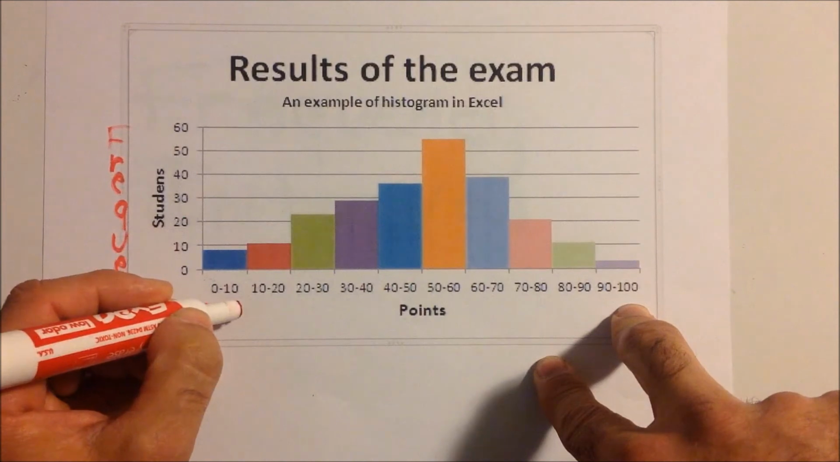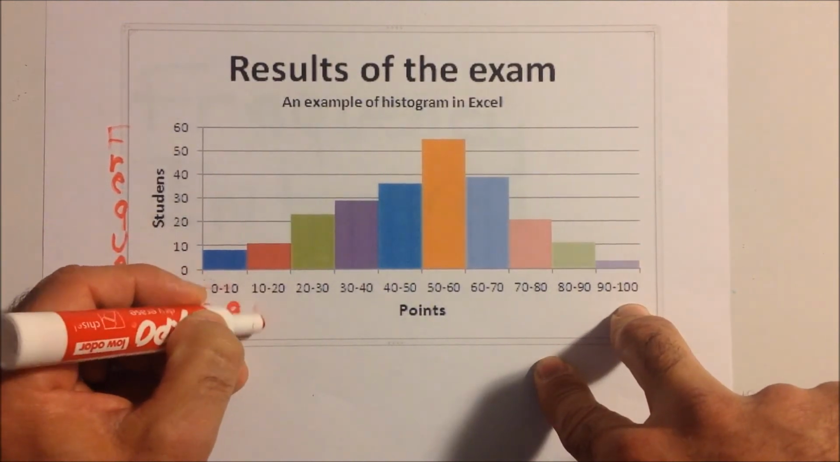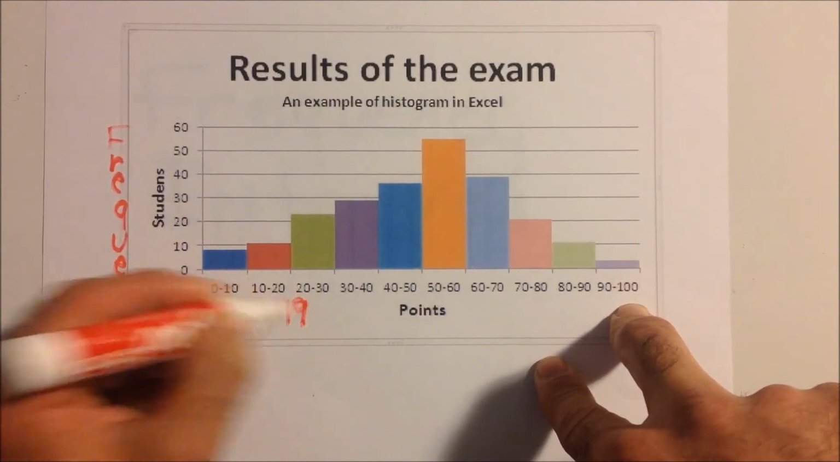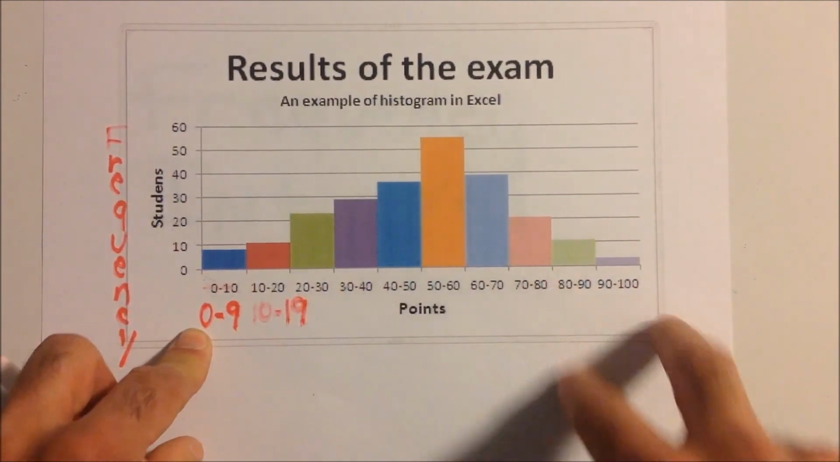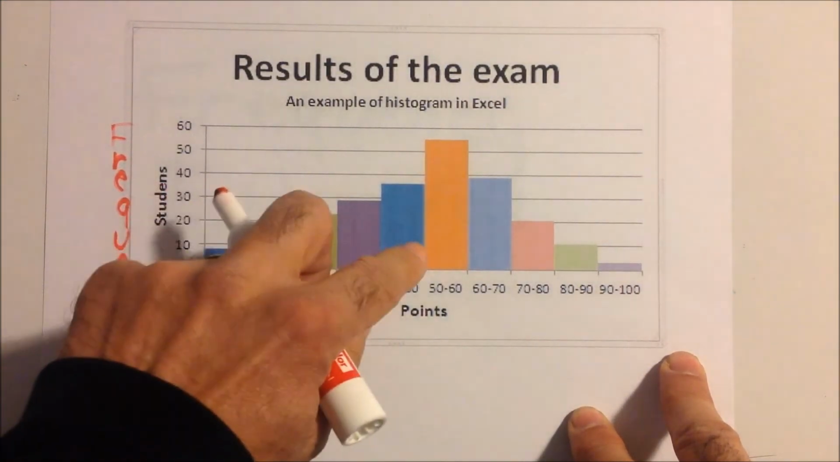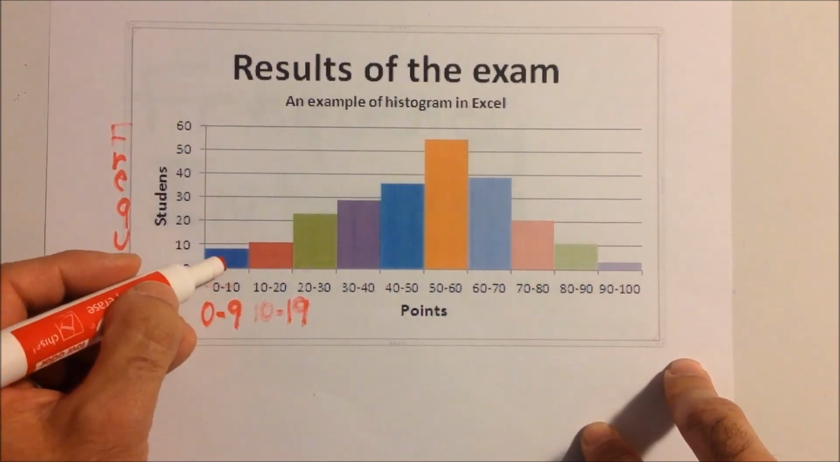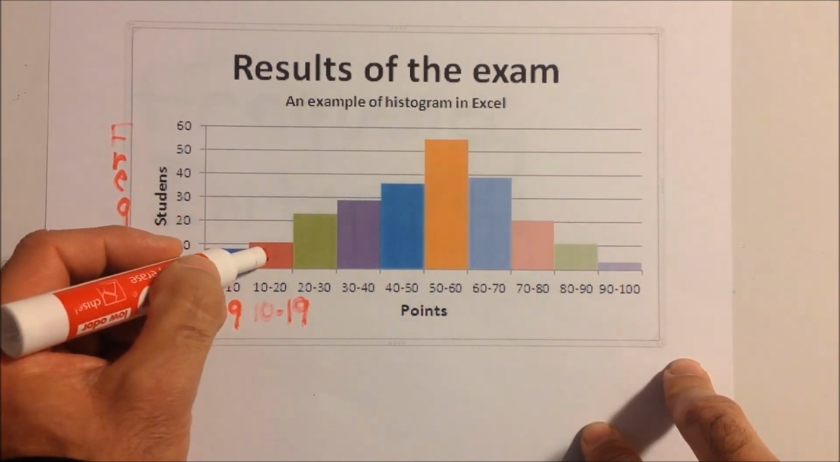This would be from 0 to 9, let's say, for example, not 0 to 10. And the other one would be then 10 to 19, and so forth. So the intervals have to be even. In this case, the intervals are 10. Each interval has 10 grades to it. So again, that's 0 to 9. So this one would have to be 10 to 19.